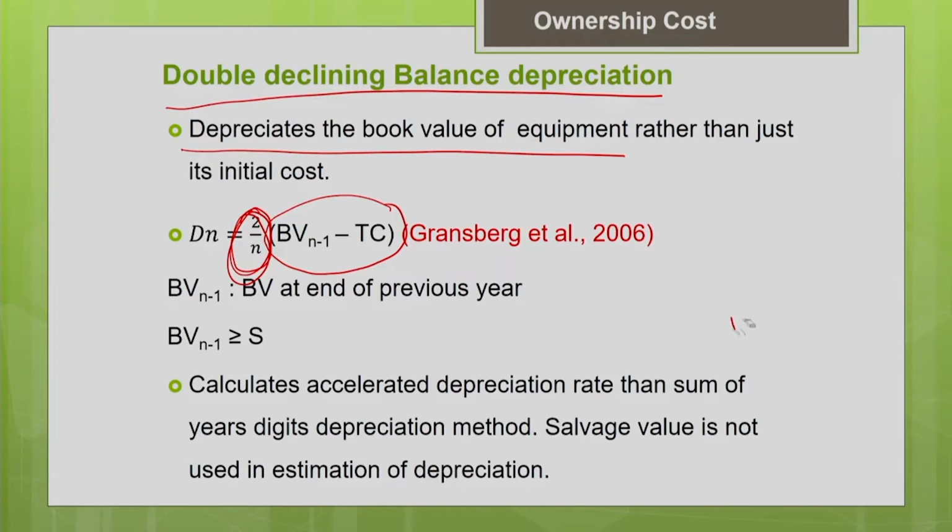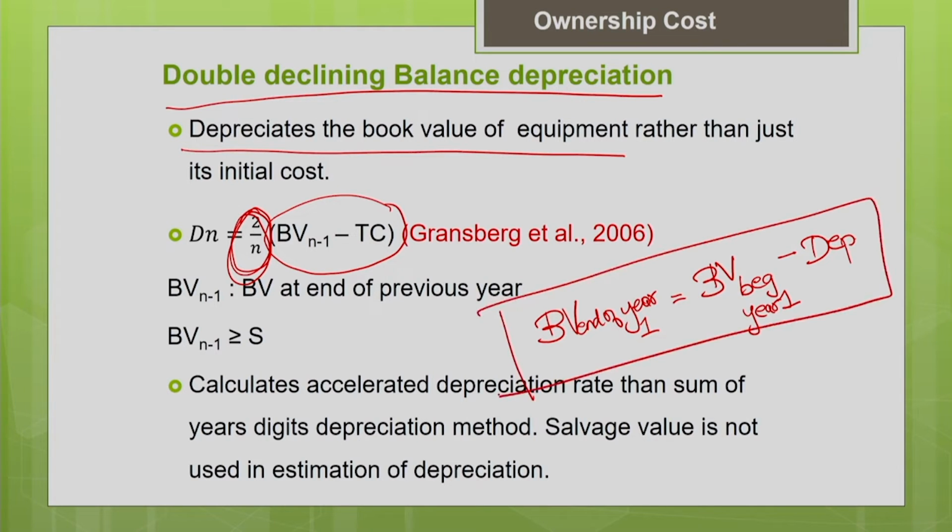So already I told you in the previous slide that to know the book value, you should know the initial cost minus the accumulated depreciation. If you are going to calculate the book value for every year, say for example I need the book value at the end of year 1, then you should know the book value at the beginning of year 1. If you know the book value at the beginning of year 1 minus the depreciation for the particular year, then you can calculate the book value at the end of the year. This is how we are going to calculate.